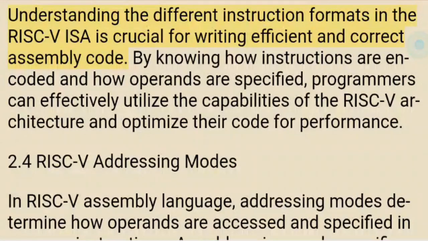Understanding the different instruction formats in the RISC-V ISA is crucial for writing efficient and correct assembly code. By knowing how instructions are encoded and how operands are specified, programmers can effectively utilize the capabilities of the RISC-V architecture and optimize their code for performance.